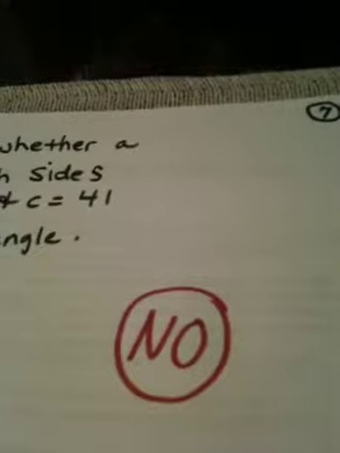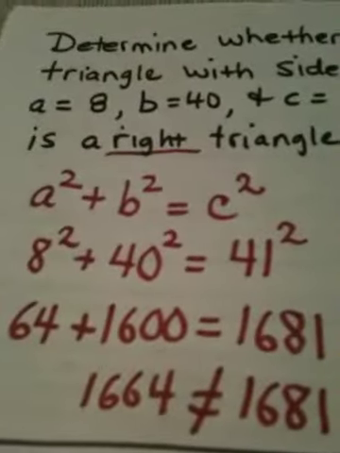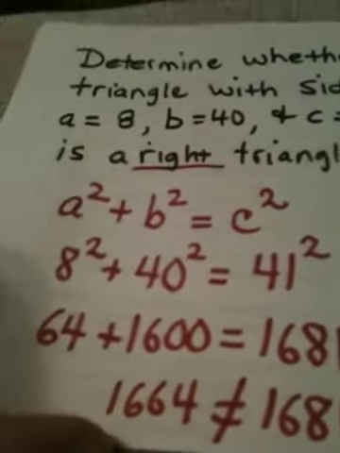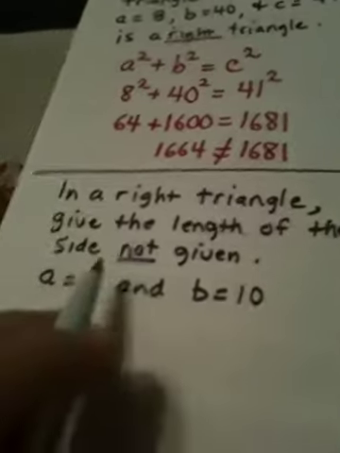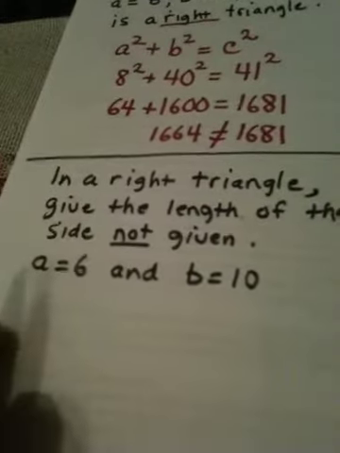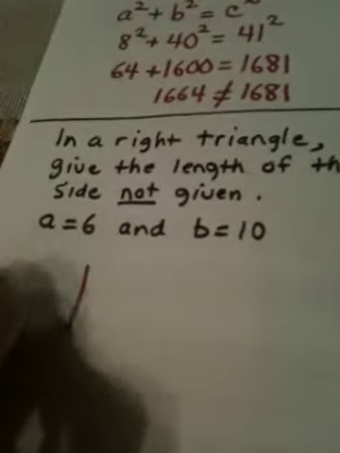It is not a right triangle because when you try to plug into the conclusion of the right triangle, it doesn't work. Okay, let's look at this next problem. In a right triangle, so this time we know it is a right triangle, you're given two lengths and you're trying to find the one that's missing. So let's draw a picture, okay?